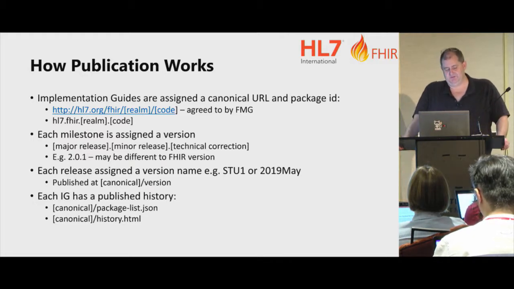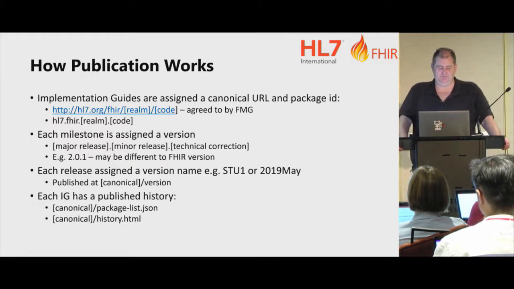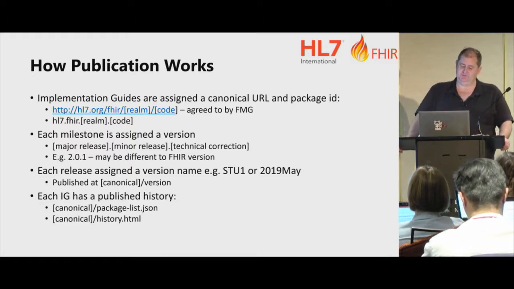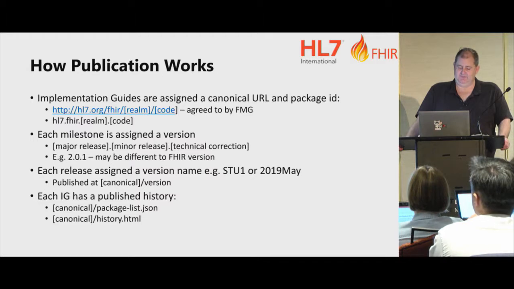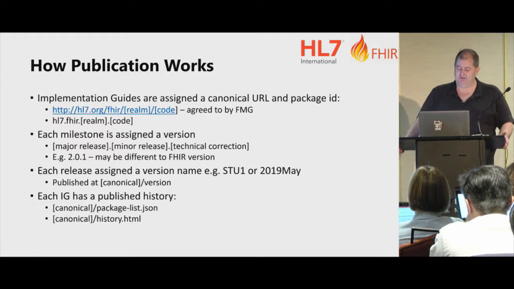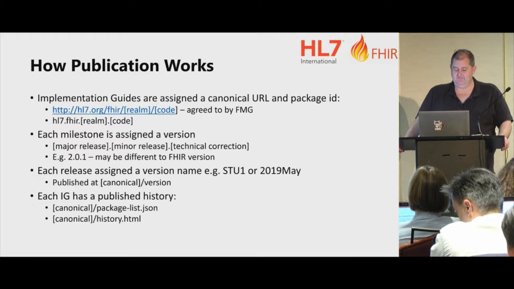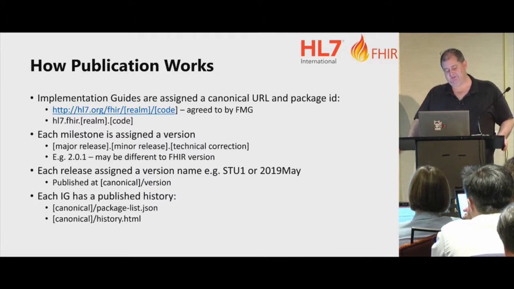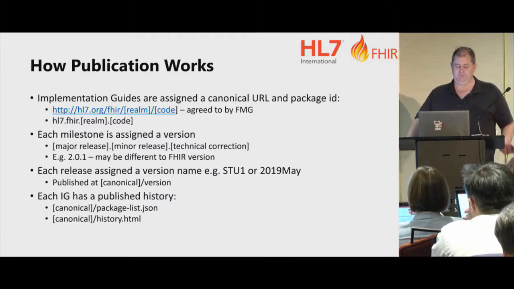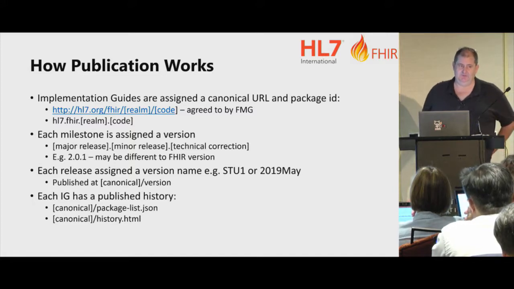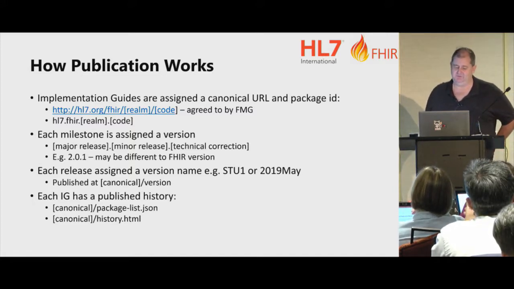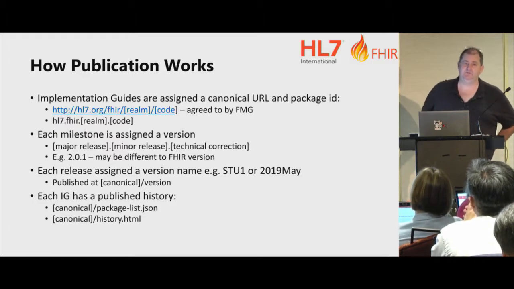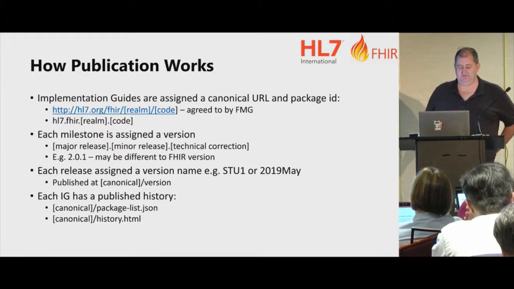So then each milestone that we publish is assigned a version, and it's major release, minor release, technical correction, and then it's published, it's given a version name, which is STU1 or 2019 May, as we discussed. It's published at that, and each IG also has a published history. The computer processable version of the history is at canonical/package-list.json, or there's a human readable one which you get to by history.html, which generally redirects you to some active script that loads the history from the JSON file on the server and then renders it in the browser.